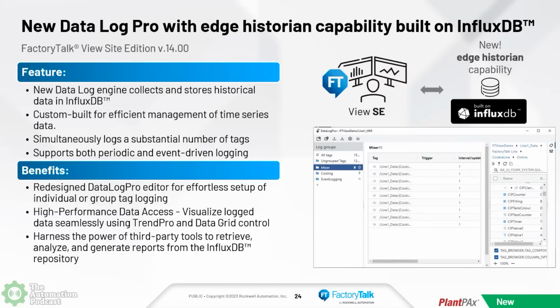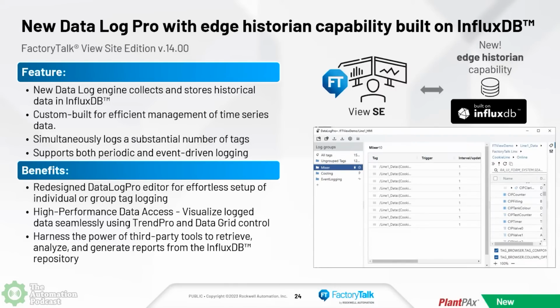But for those guys that do not want to use our Trend Pro and data grid controls, you can actually harness the power of third-party tools to retrieve, analyze, and generate these reports from the InfluxDB repository. The one example I'm going to do here is just use InfluxDB. You can go to the web portal, log in, and they have the capabilities of creating dashboards and trending. You can build web pages with all that data that's connected to it. You publish it, and then you view it through a web browser control, and you can visualize it that way. So you can use other third-party tools to do with the data what you want, and just bring it back to View AC at the end of the day.